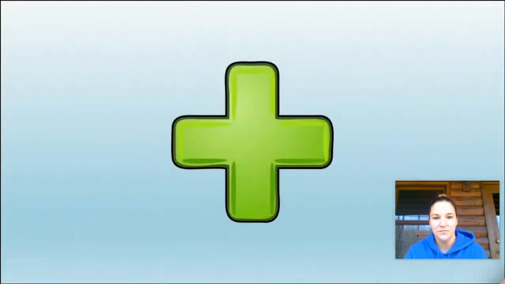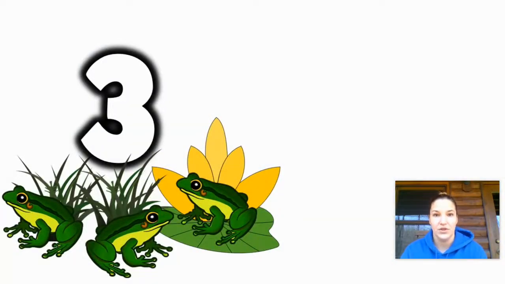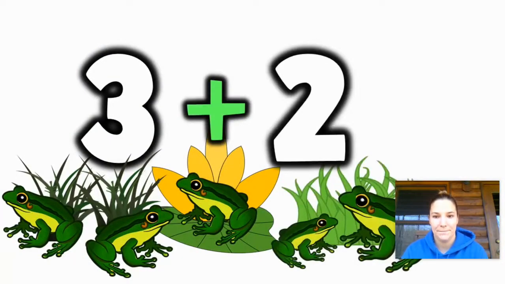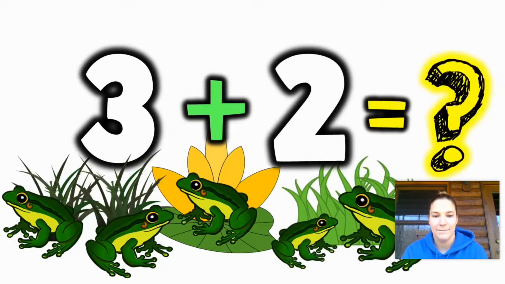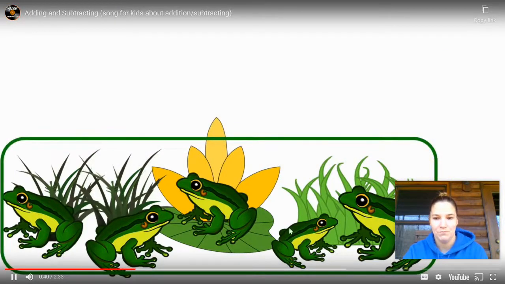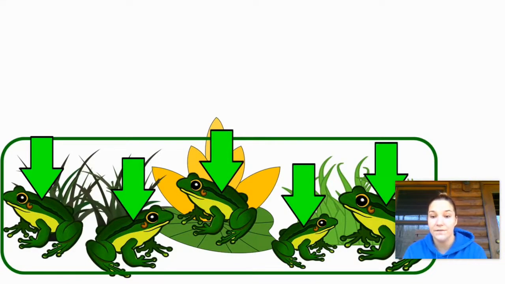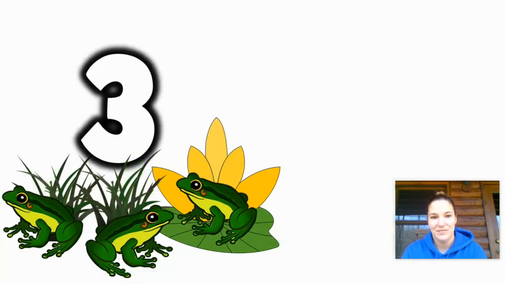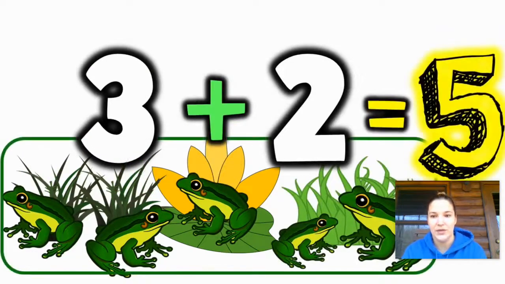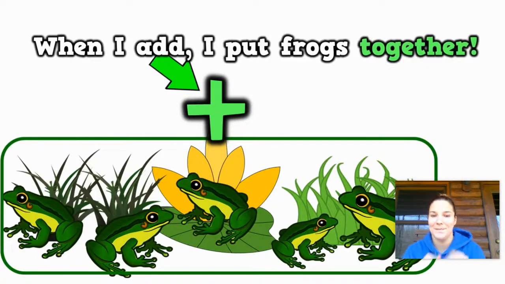We're going to say a story today about adding together. Once upon a time, there were 3 frogs. Then 2 more came to join them. How many frogs were there all together? Let's see. We can count all those frogs that came along. Let's count them. 1, 2, 3, 4, 5. Oh, so 3 plus 2 equals 5. When I add, I put frogs together.